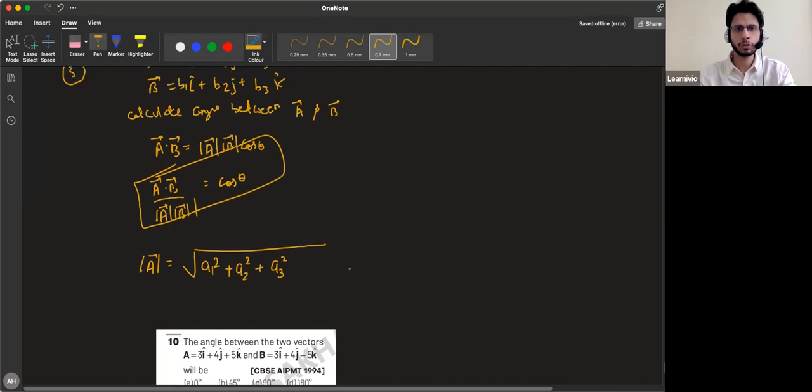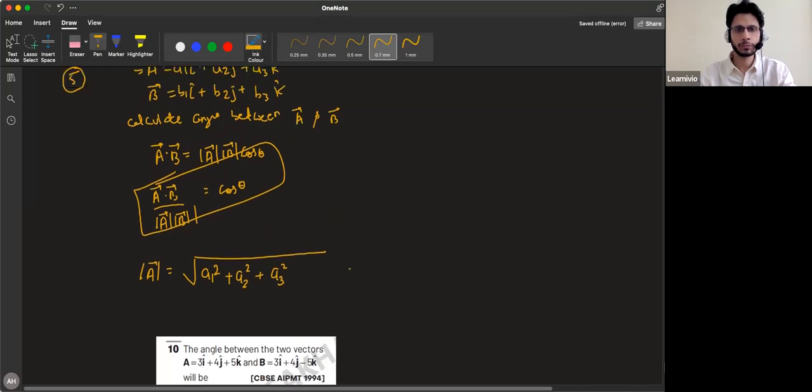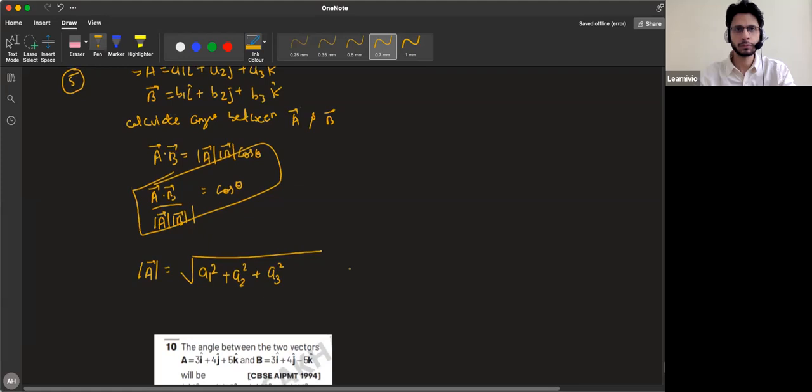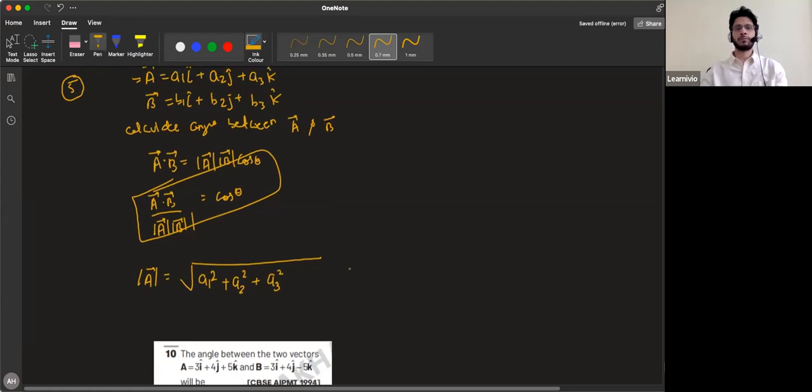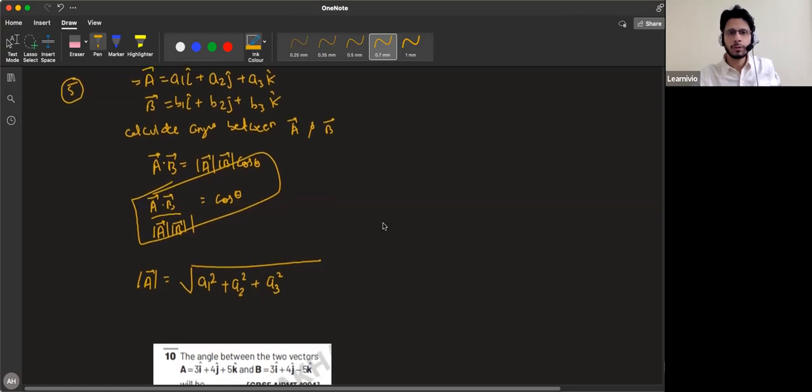Note it down and then do this question. Same logic. Now this time I'm expecting an answer from all of you. It's an easy question. A, B are given in Cartesian form. You're just supposed to calculate the angle between them.